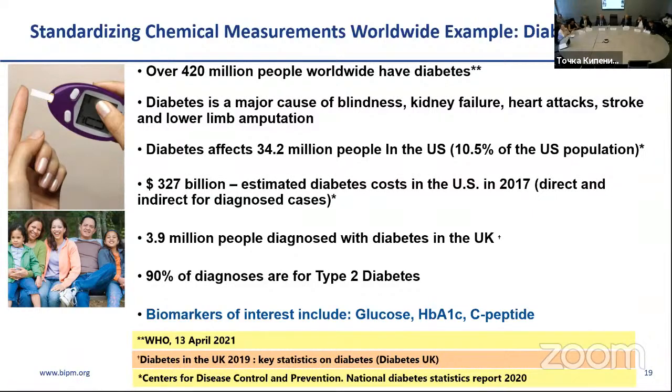So slightly over 5% of the world's population suffers from diabetes, and biomarkers of interest for measurement include glucose, to instantly know how high the sugar level is in a patient; glycated hemoglobin, HbA1c, to have a measure of the average level of glucose the patient has had over the last 4 to 8 weeks; and also C-peptide, which is a biomarker to understand whether insulin is being secreted by the patient.